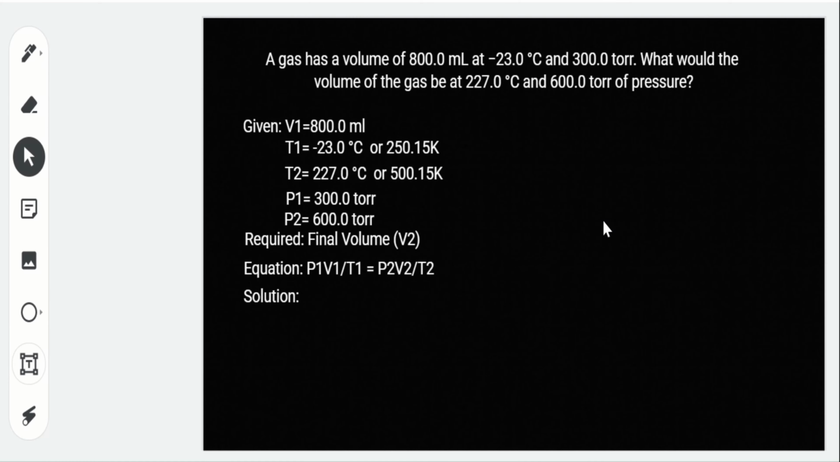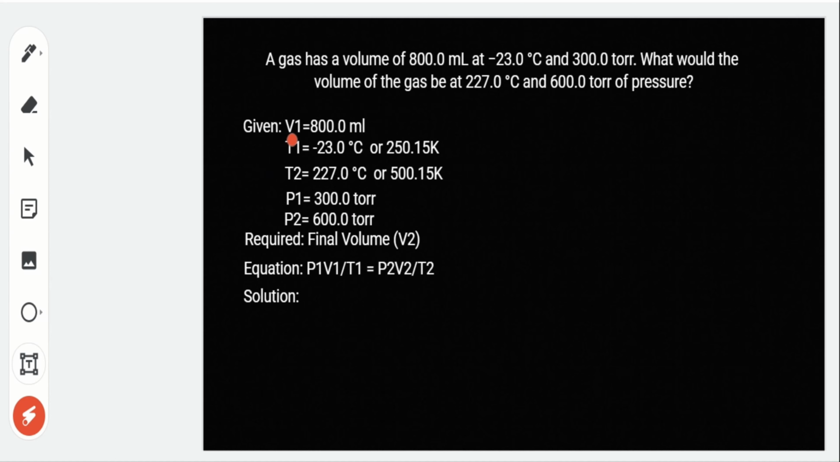Here is a problem. We have a gas that has a volume of 800 milliliters at negative 23 degrees Celsius and 300 torr. What would the volume of the gas be at 227 degrees Celsius and 600 torr of pressure? So we will assume that the amount of gas is fixed or constant. So here are the given, the known facts about the problem.